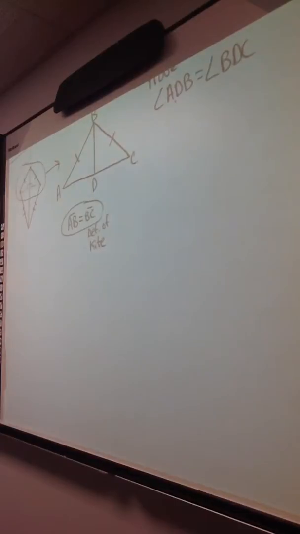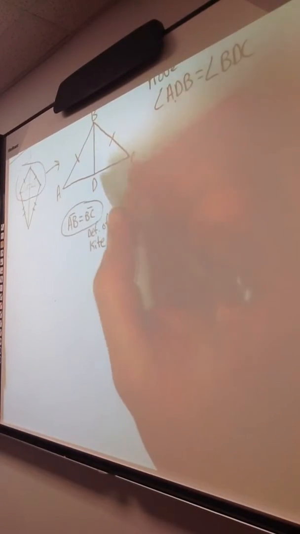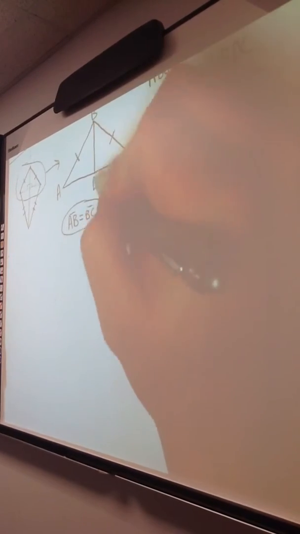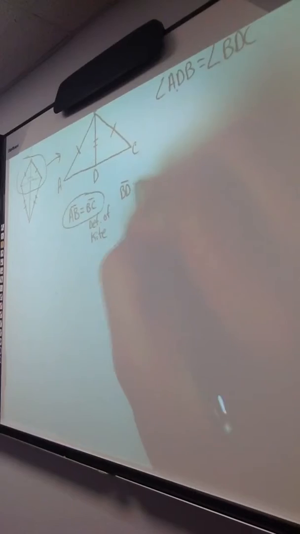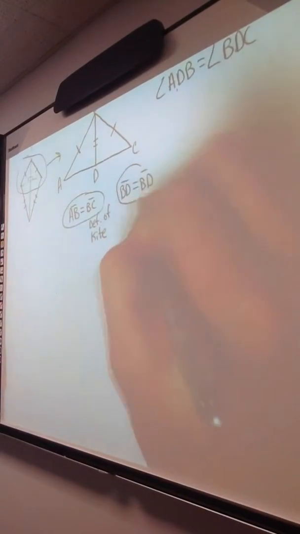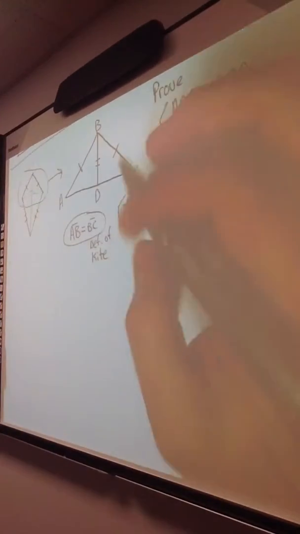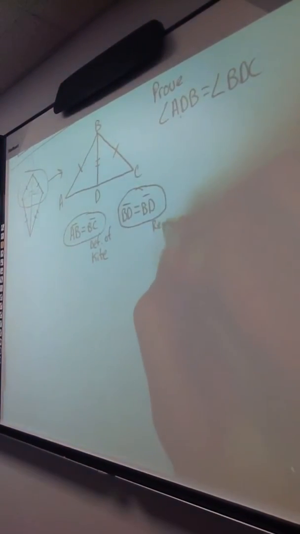Okay, what else do we know about B and D? Or BD is the same. Oh, isn't BD the same as itself? That's what I said. Yeah, so that's the same in both triangles. So we got BD equals BD. Is that what you're trying to say? What's the reason for that? Do you remember from yesterday? What do we call that when one line is the same as itself? Reflexive property. Yeah. Remember that.